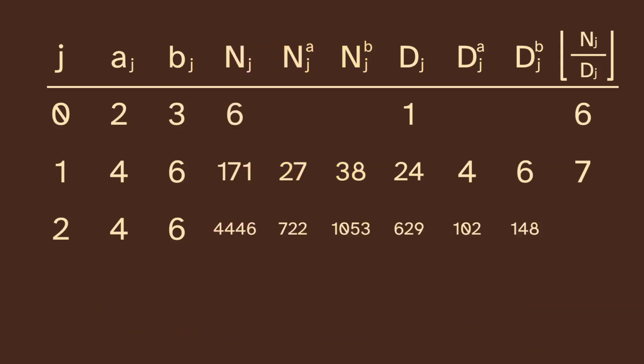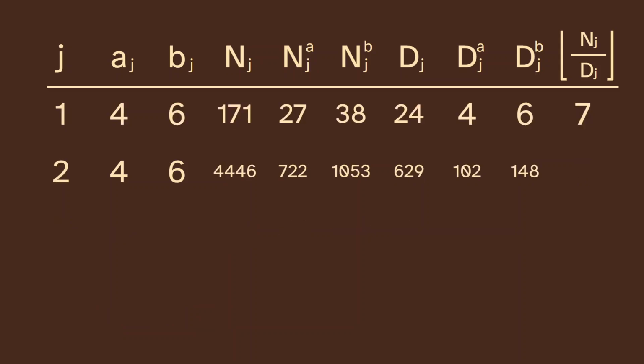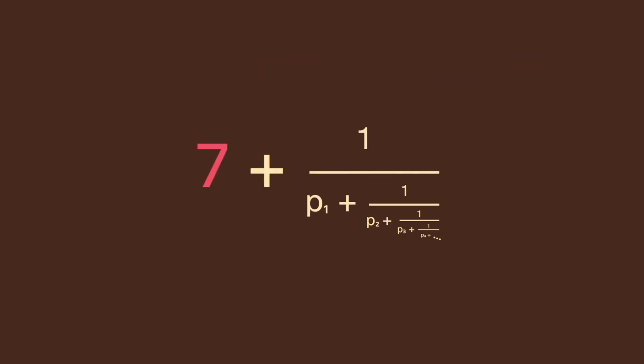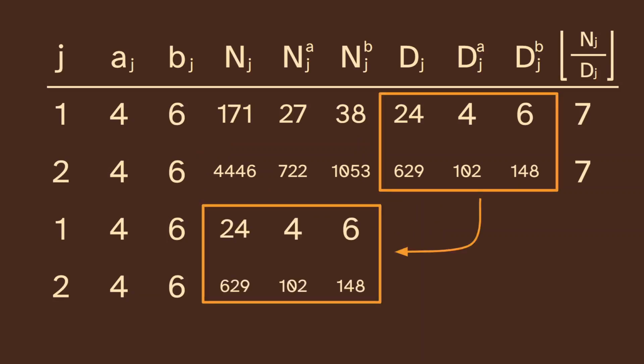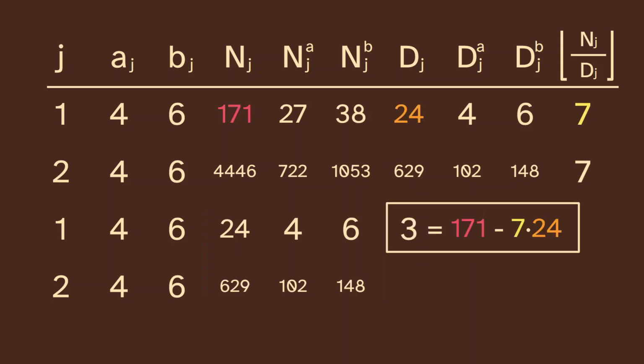Now we won't need this top row anymore, so we can just get rid of it and shift everything else up. And then when we take the floor, we see that they now match. They're both 7. So the first term of our product is 7. And now because we've found a term, we need to perform that transformation. So for our new rows, we'll take the denominators, and they become the new numerators. And then to find the new denominators, we take the numerator minus 7 times the denominator.